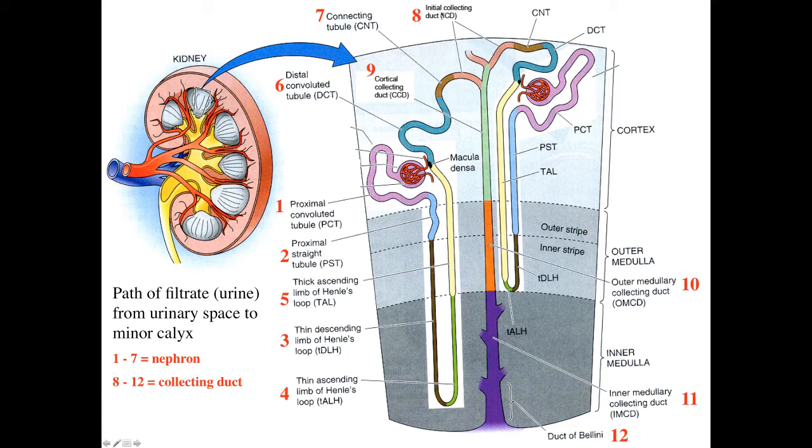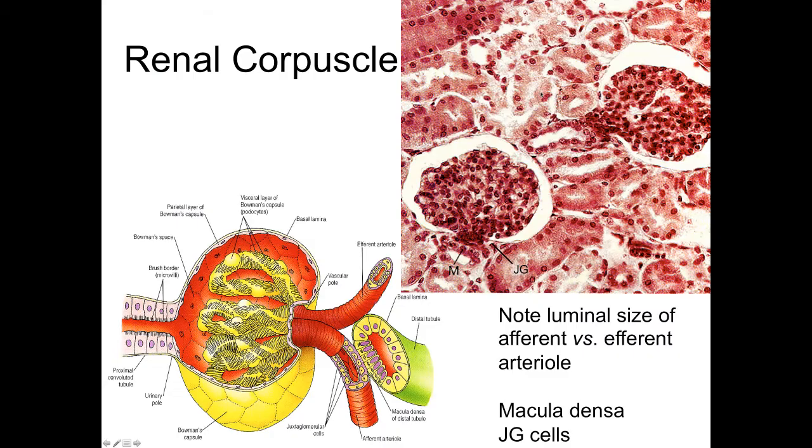And from those initial collecting ducts, the urine is going to make its way into the cortical collecting ducts, then in the outer regions of the medulla into the outer medullary collecting ducts, and then into the deeper collecting ducts in the inner medulla, the inner medullary collecting ducts, and finally these all merge and coalesce to form the ducts of Bellini. So we're going to focus for the most of the remainder of this podcast on the structures in the glomerulus.